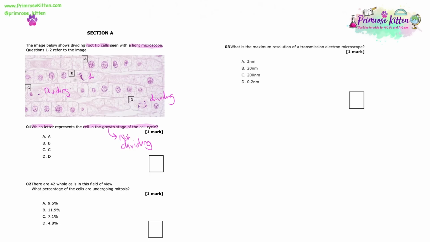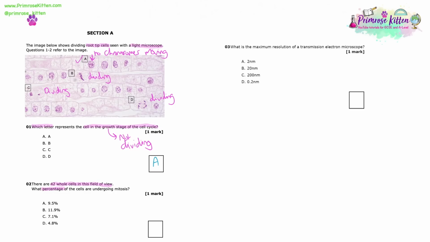So D is clearly dividing, C also clearly dividing, and B is clearly dividing because we can see chromosomes and we can see them moving around. Whereas A, there's no chromosomes moving, you can't see them moving around, we've just got a nucleus with the DNA in it as normal. So there we go, we are in growth phase. So our first answer is A.